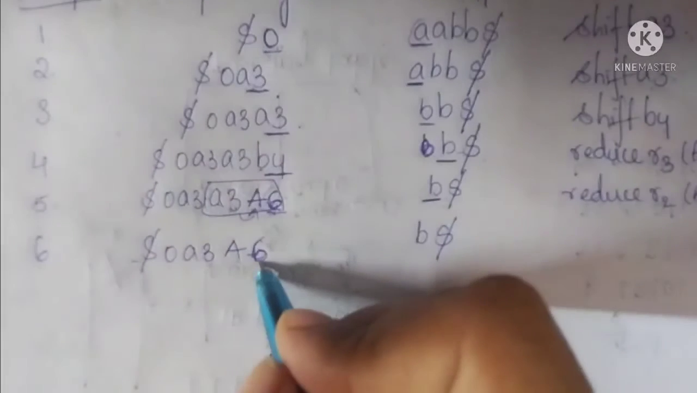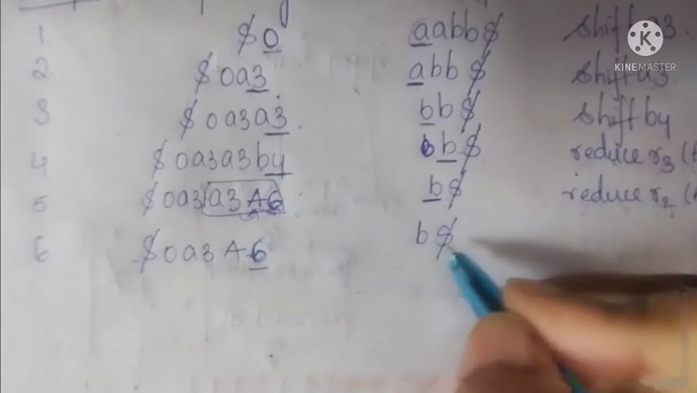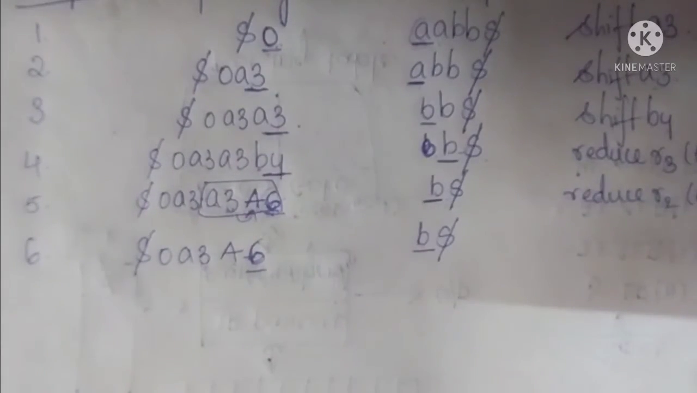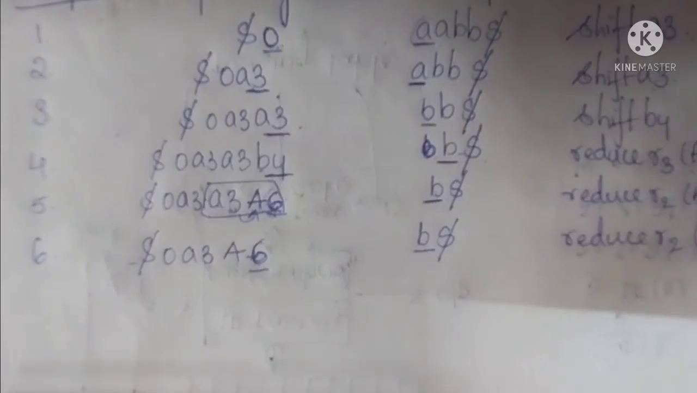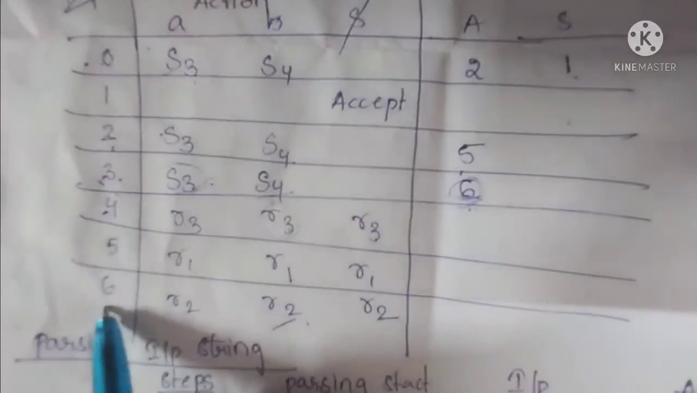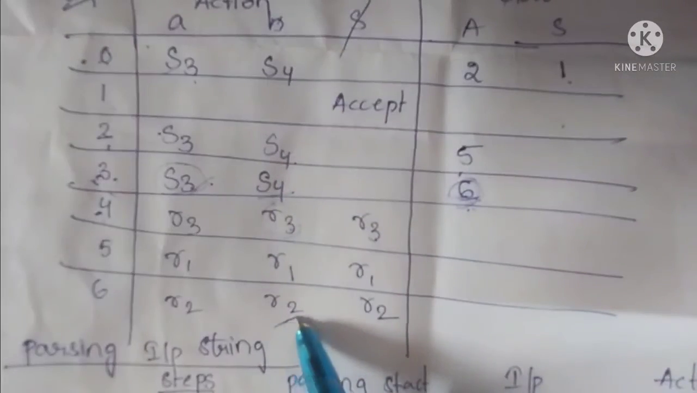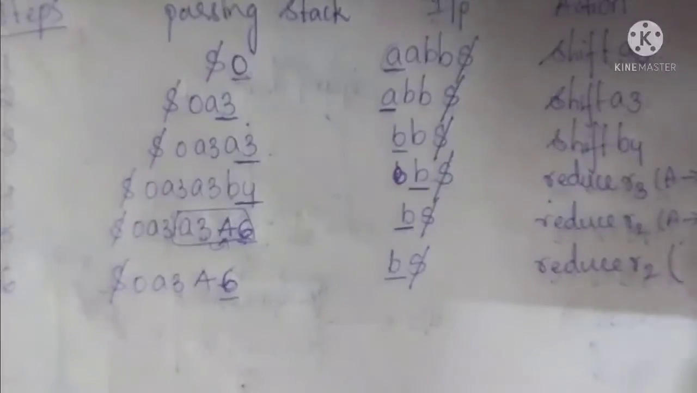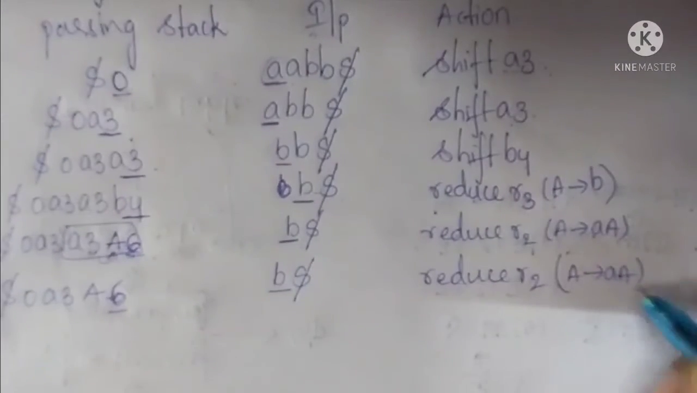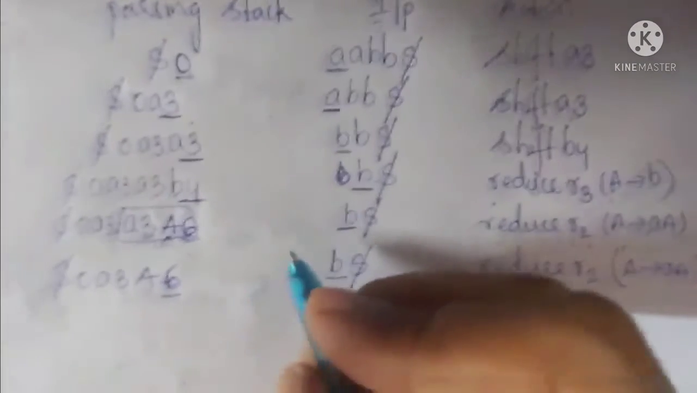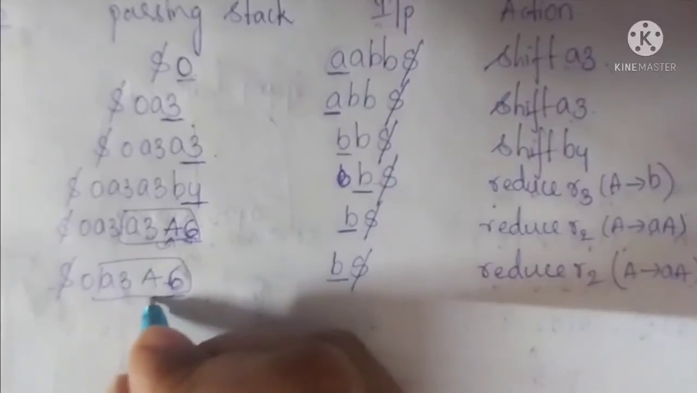Now check for I6 to B. I6 to B, where it is going: reduce again, R2. Again I will show you, I6 to B, where it is going, R2. So what is the operation of R2? Same: A tends to small a, capital A. So in the place of small a and capital A, you have to substitute the capital A.